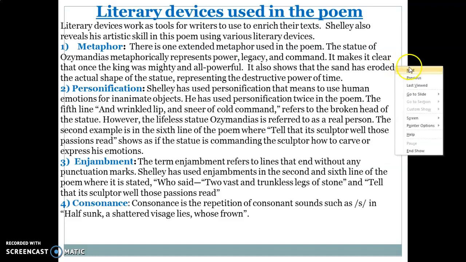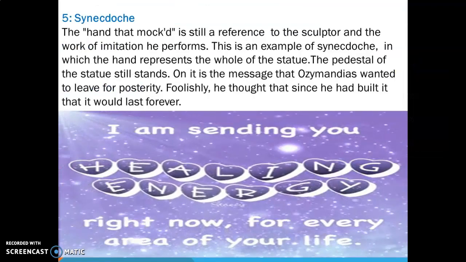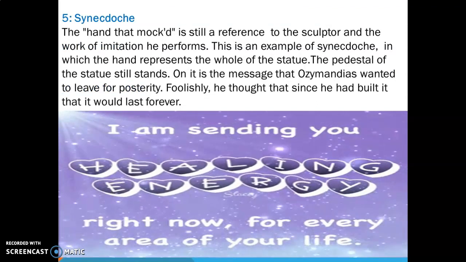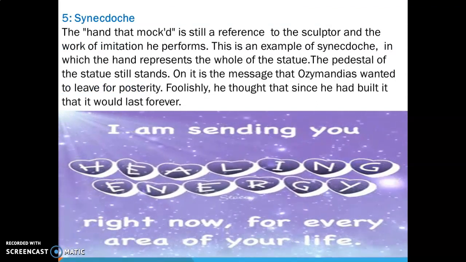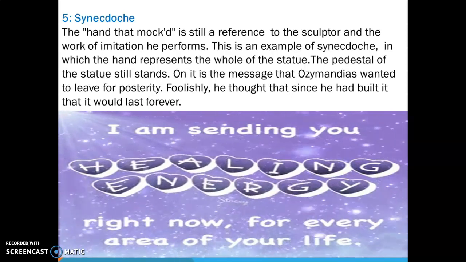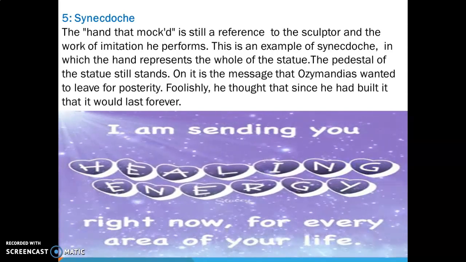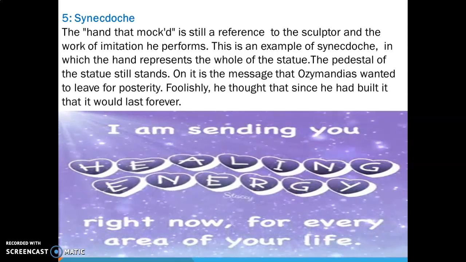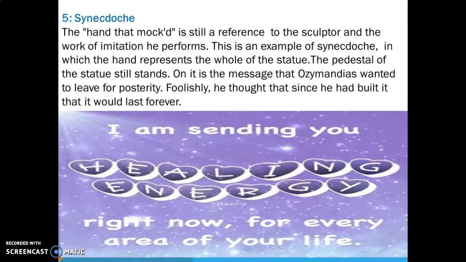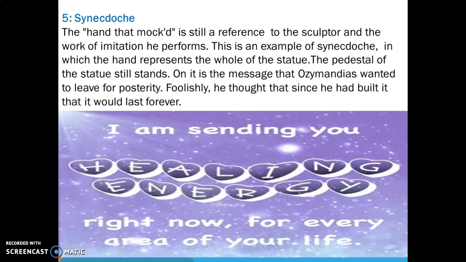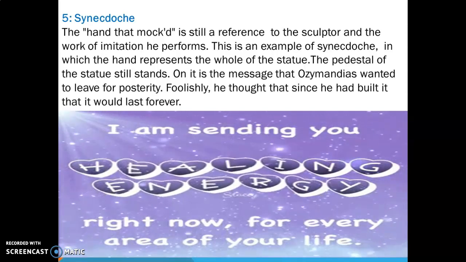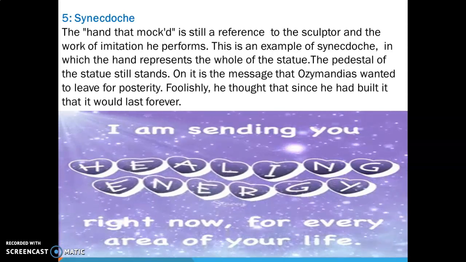Okay? And then the last thing is synecdoche. "The hand that mocked" is a reference to the sculptor and the work of imitation he performed. This is an example of synecdoche in which the hand represents the whole of the statue. The pedestal of the statue still stands, and on it is the message that Ozymandias wanted to leave for posterity. Foolishly he thought that since he had built it, it would last forever.